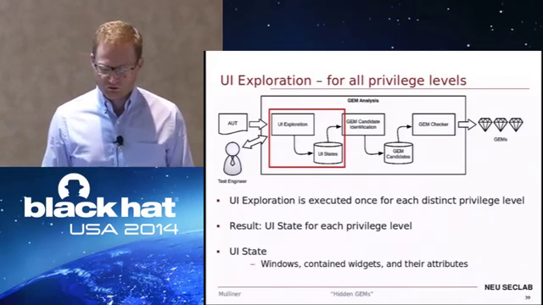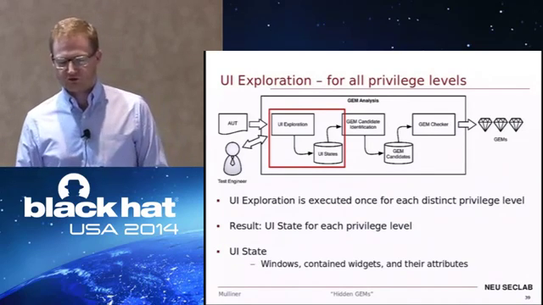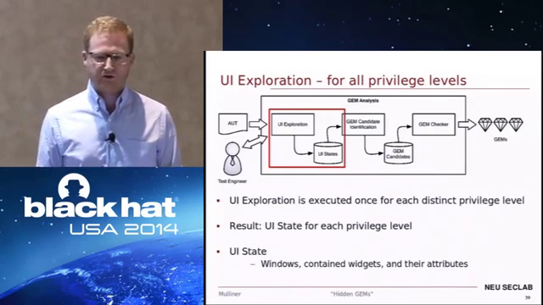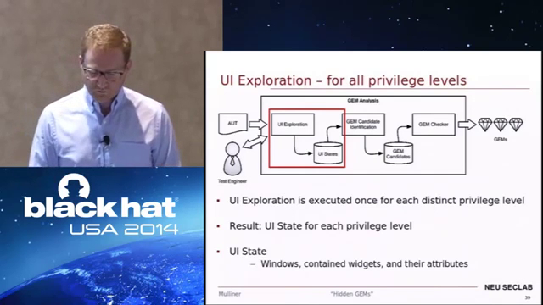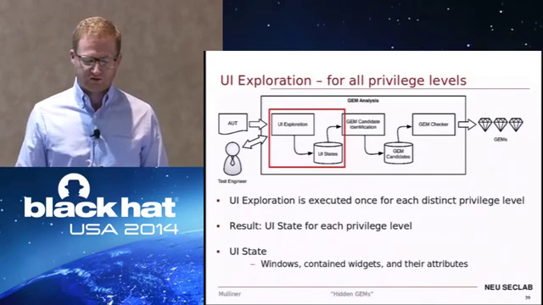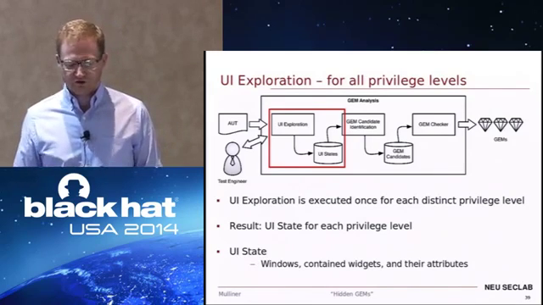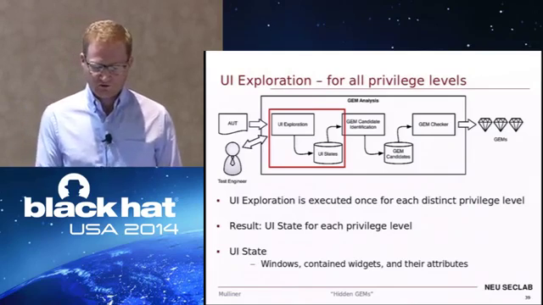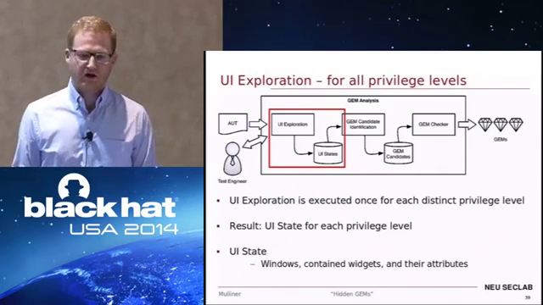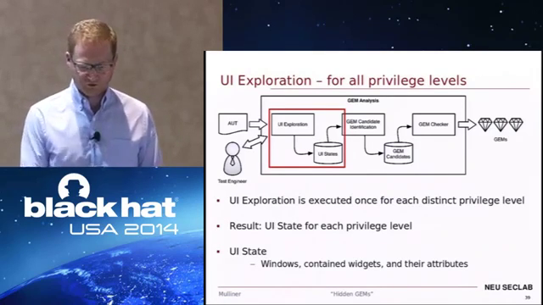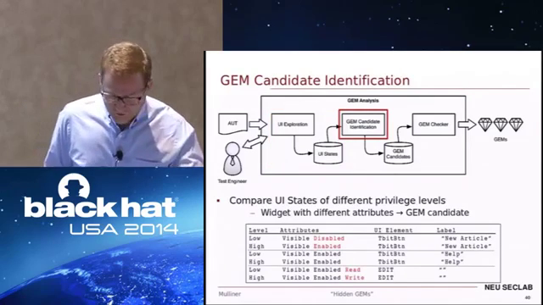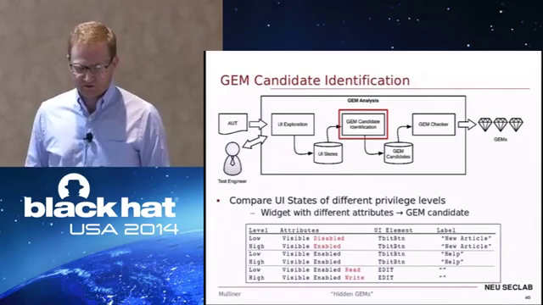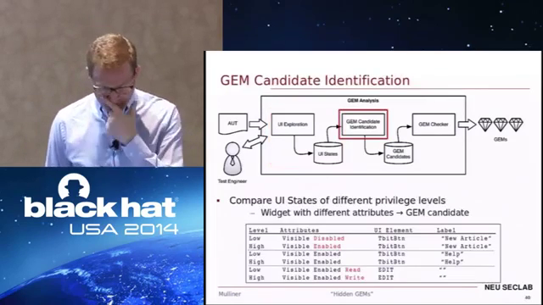And then you do this exploration for each of those privilege levels. So if you have 2 users, you run it twice. Then you have a set of states for each privilege level. A state contains windows, they contain widgets, and all of the attributes from all windows and widgets. So these are the UI states, and then candidates.